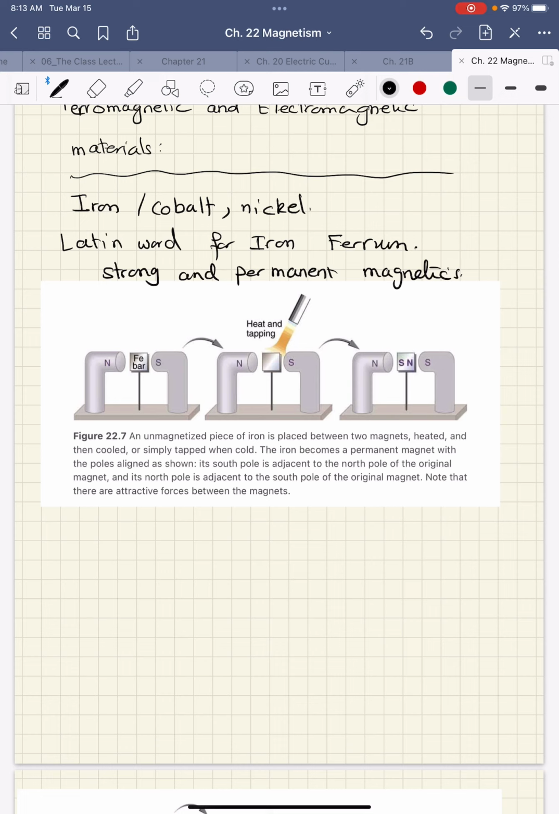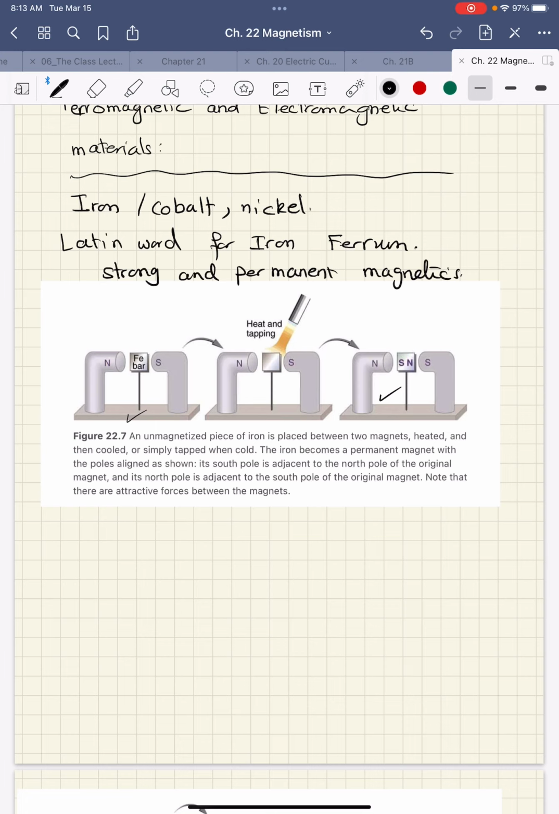Here I have an unmagnetized piece of iron placed between the two magnets, and it is heated and then cooled or simply tapped. When cold, the iron becomes a permanent magnet with the poles aligned as shown here, the north and the south. Its south pole is adjacent to the north pole of the original magnet, and its north pole is adjacent to the south. Actually, this is how we magnetize materials.